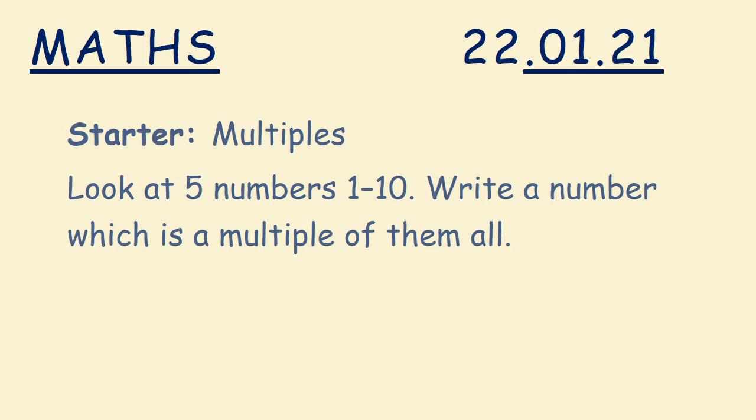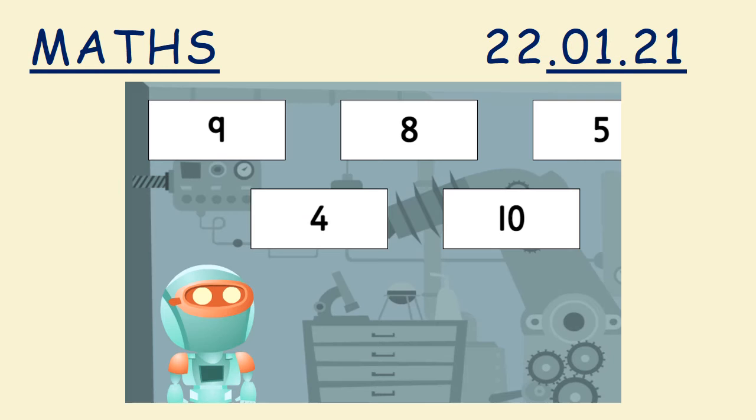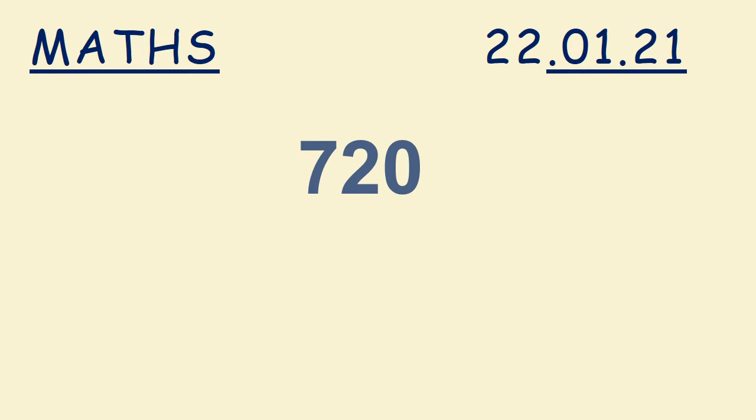Starter: multiples. Look at 5 numbers from 1 to 10. Write a number which is a multiple of them all. Here are the numbers 9, 8, 5, 4 and 10. Think of a number which is a multiple of them all. The number could be 720.